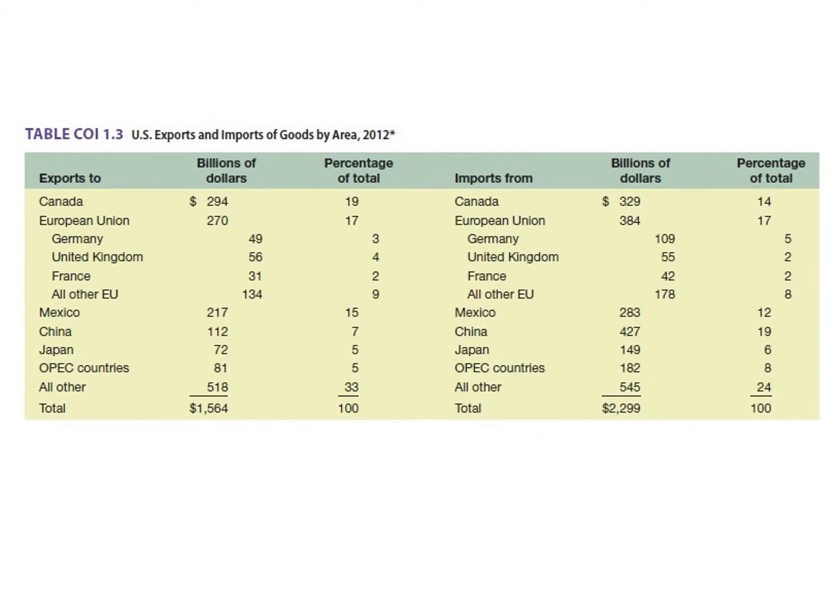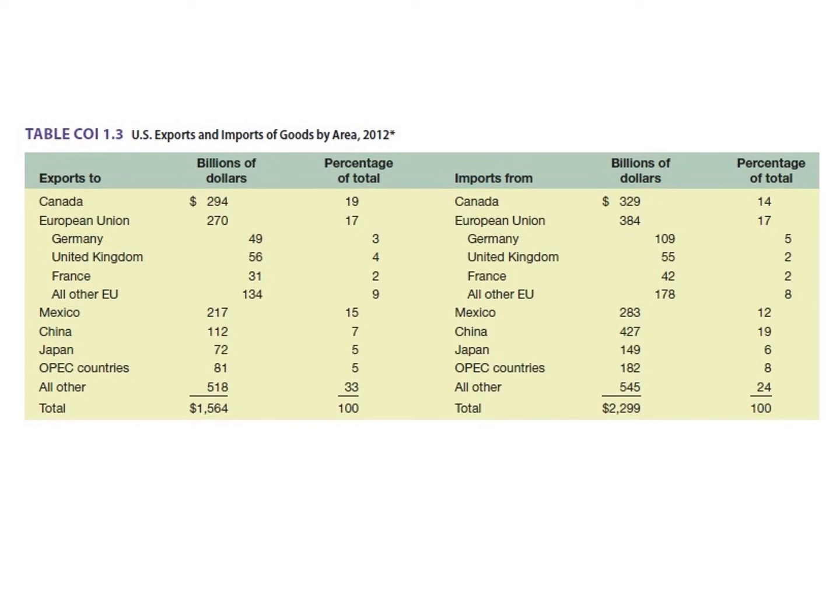We looked at this information on a previous slide with updated data. This demonstrates U.S. exports and imports by goods by area. So we talked a little bit about this a few slides ago, but I like this slide because it also provides percentage of the total. In other words, in 2012, we exported $294 billion worth of goods to Canada and imported $329 billion worth of goods from Canada. But if you break it down as a percentage of our total trade, 19% of our exports went to Canada and 14% of our imports came from Canada. So it's a good way to look at it.